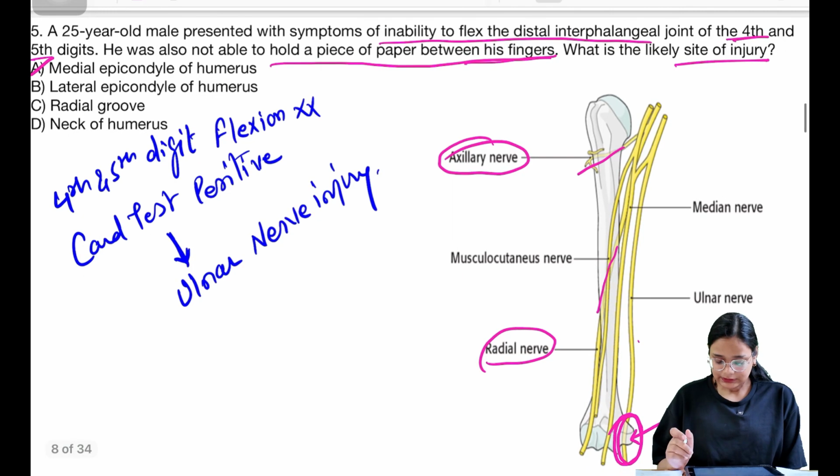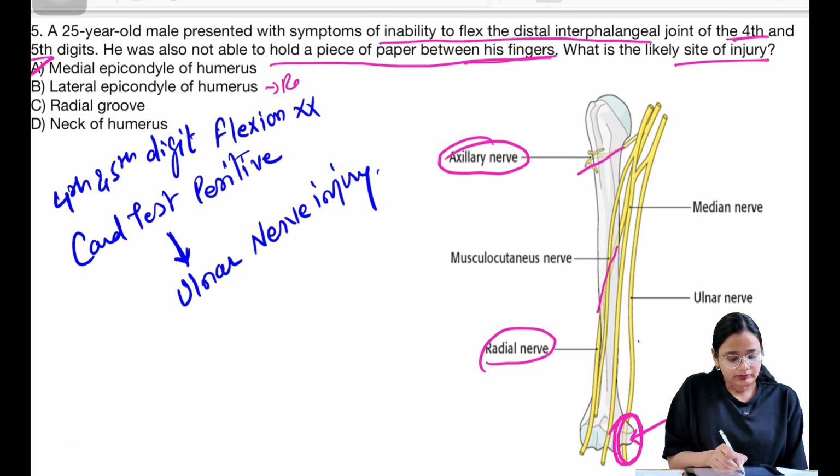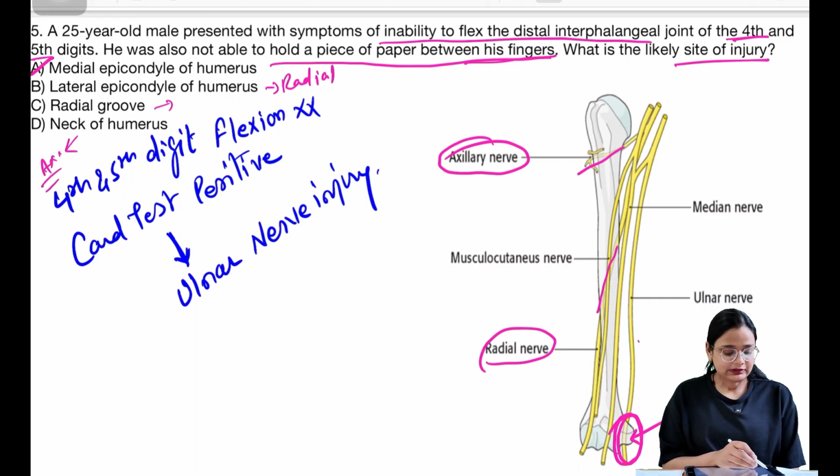If they will ask us lateral epicondyle, then the nerve injury will be radial nerve, because it passes laterally. Radial groove, again radial nerve. If neck of humerus, then the answer will be axillary nerve. Okay, if axillary nerve injury, then mainly the deltoid will be affected.